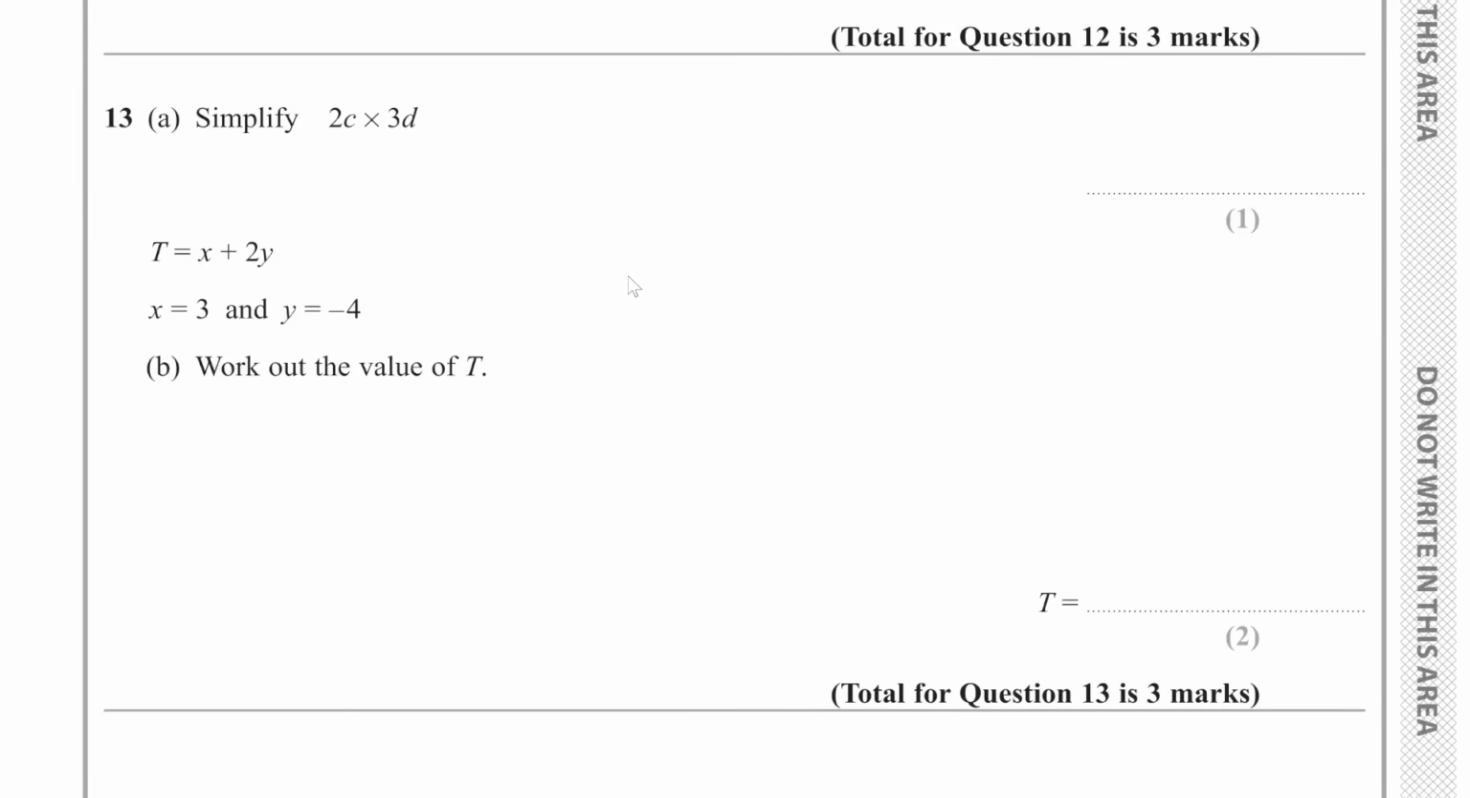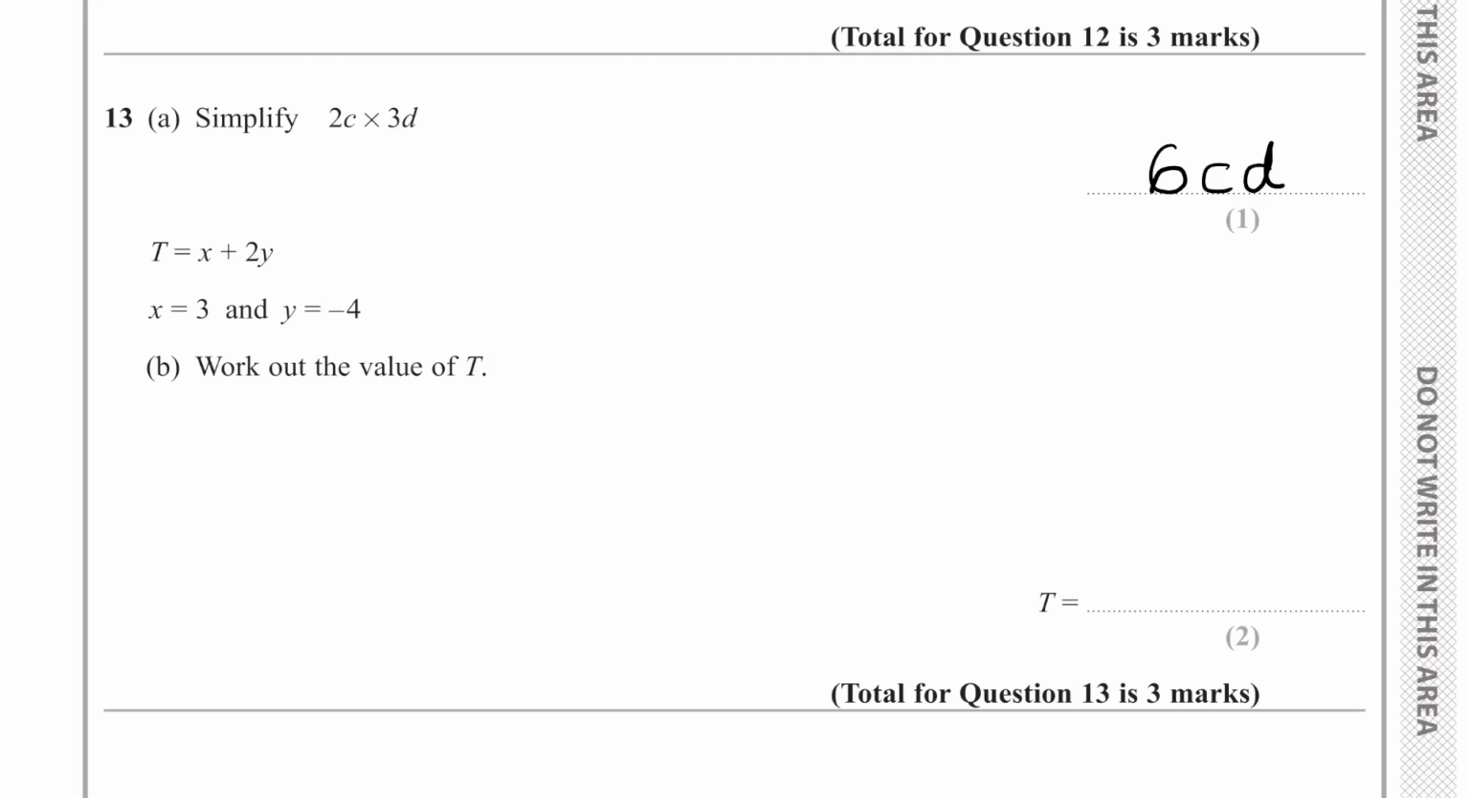Question 13, simplify 2c times 3d. So it's 2 times c times 3 times d. We can times the 2 and the 3 together. 2 times 3 is 6, and it's still multiplied by c and d. So it's 6 times c times d, which we write as 6cd.